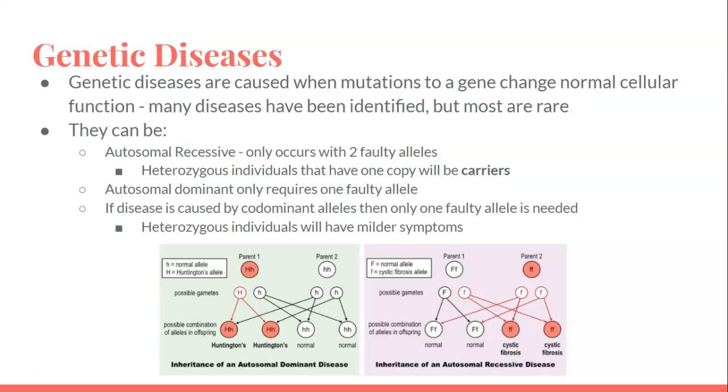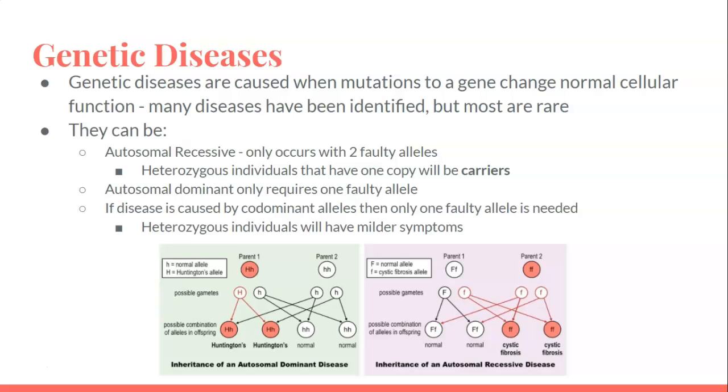Now let's talk about genetic diseases. We're going to spend a little bit of time on this in this lecture. So a genetic disease is caused by a mutation which will change a gene's normal cellular function. A lot of diseases have been identified, but a lot of them are rare. So they can be autosomal recessive, where you have 2 faulty alleles, and if you're heterozygous, that means that you carry the faulty allele, but you also have a quote-unquote normal allele, which is what you show.